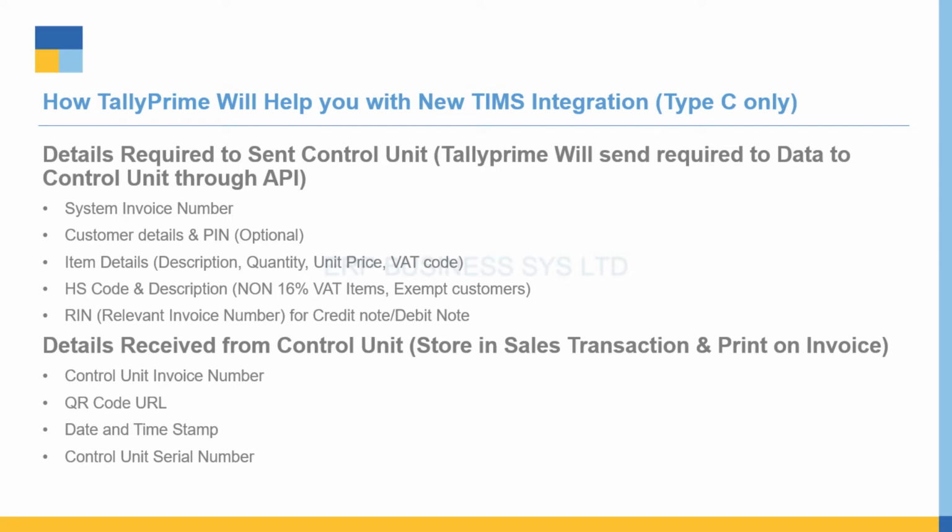All item details can be managed in Tally Prime, including the HS codes for any non-16% VATable item or any tax-exempt customer. We have also provided fields for relevant invoice numbers, for credit notes and debit notes. API processes will be taking place in the background, so all the data from Tally will be sent to the control unit. Once received, the QR code URL, date and timestamp and control unit serial number will be generated and stored into Tally that can be printed.